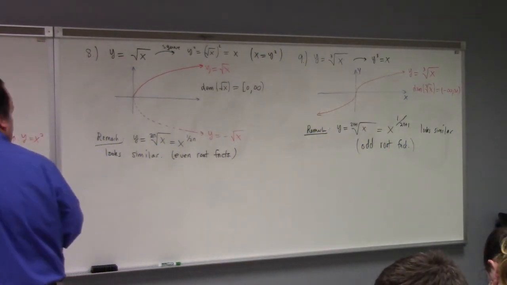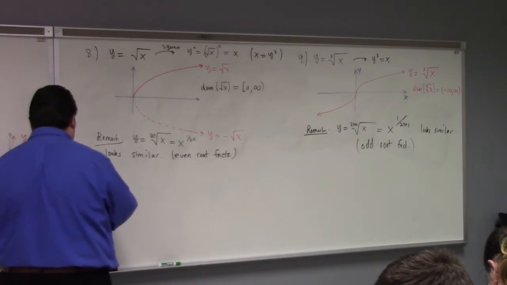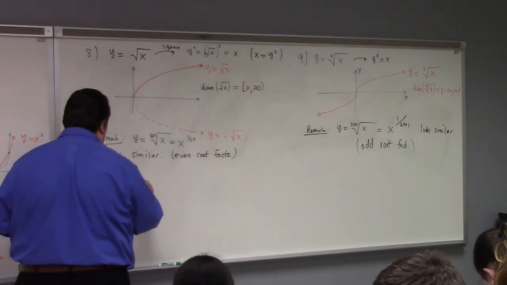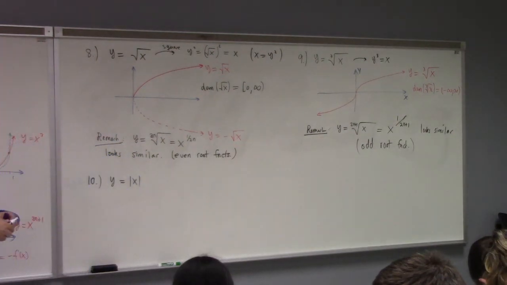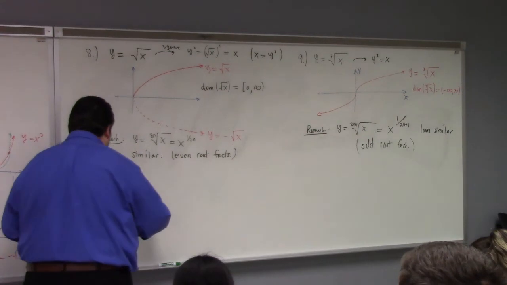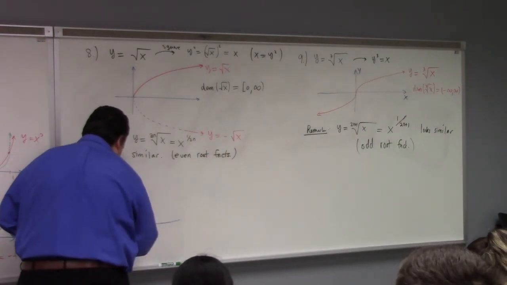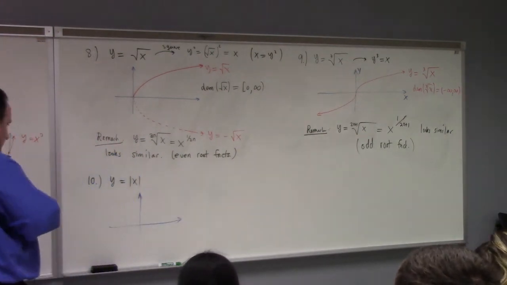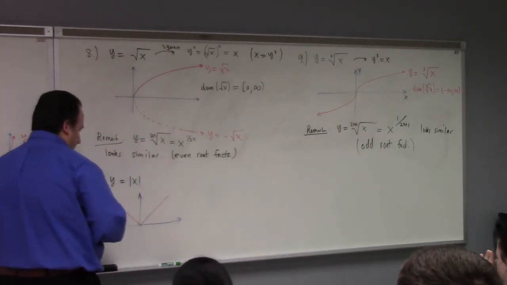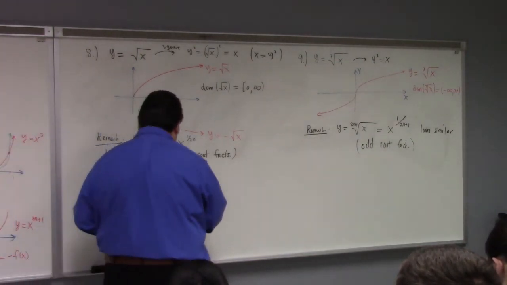Oh, you know what? I just realized what I left out of the earlier class. Curses. Here's another one. Y equals absolute value of x, right? That's a standard example. What's that look like? It's a V, right? So we like to mess with this one. There you go, that's y equals absolute value of x.